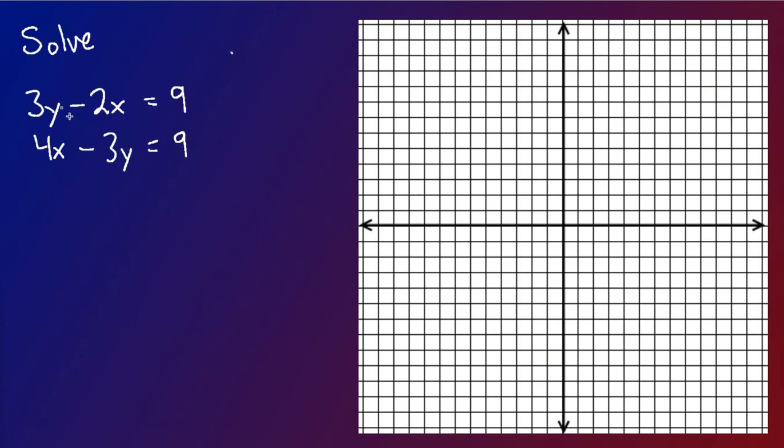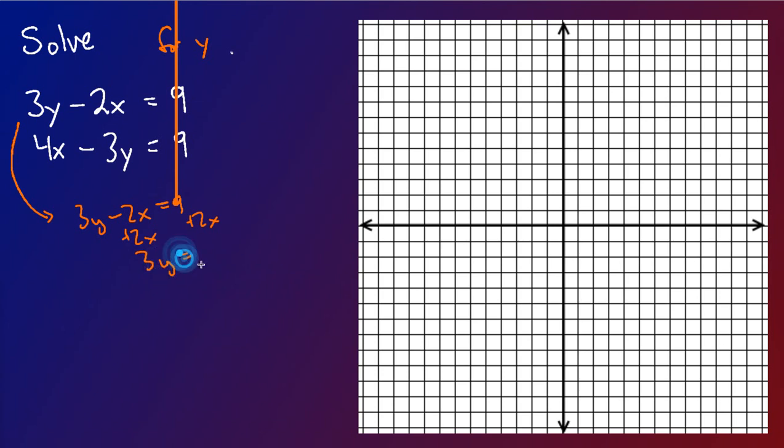Let's try another one. Now this time, neither of these are in slope-intercept form, so what do I have to do? Solve for y. And then I will be able to graph them. So I'll solve this one. So I'll put it over here. We will add the 2x. So that gives me 3y equals 2x plus 9. And I'll divide by 3. And when I divide, I want to remember that this divides everything. So y equals 2/3 x plus 3. So that's my first equation.